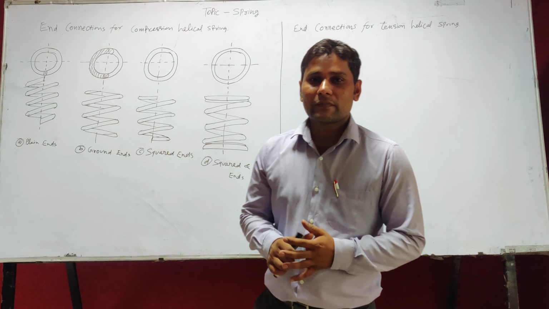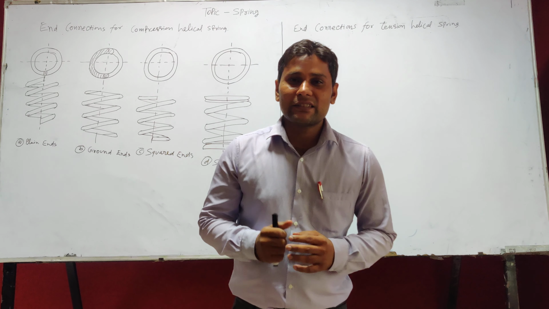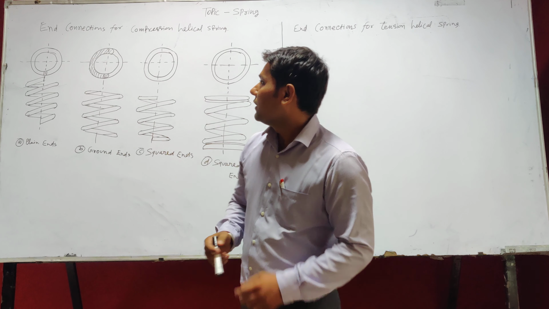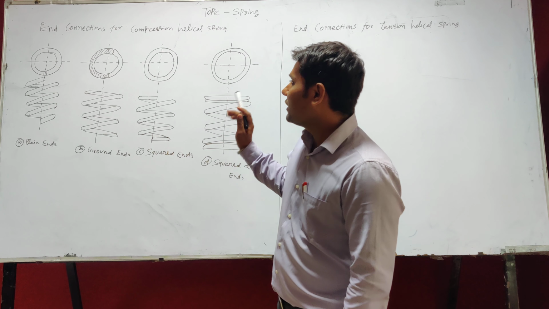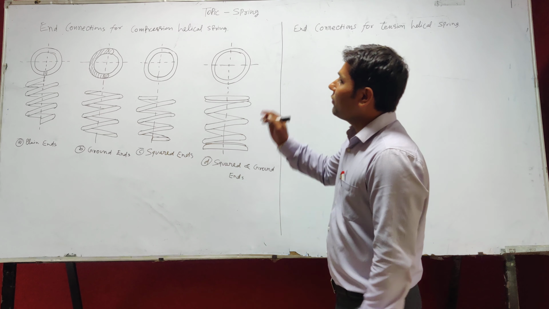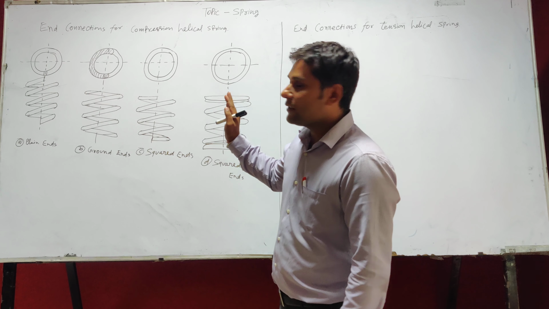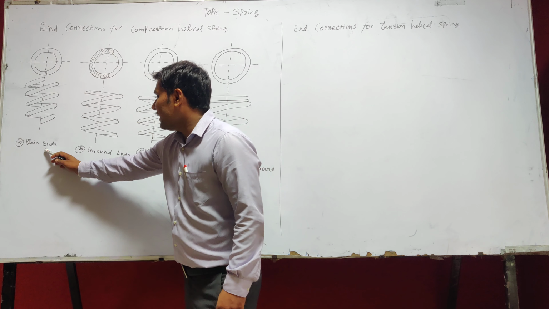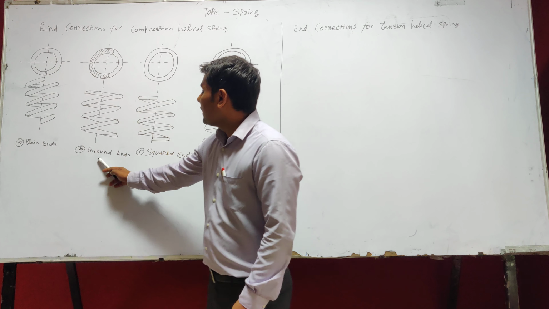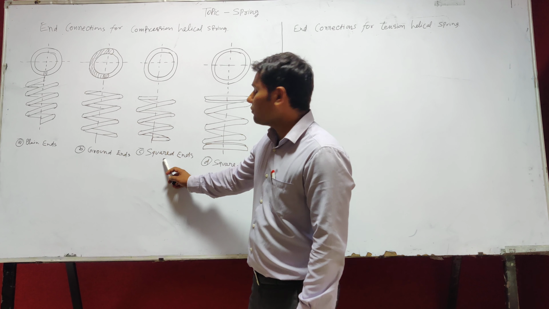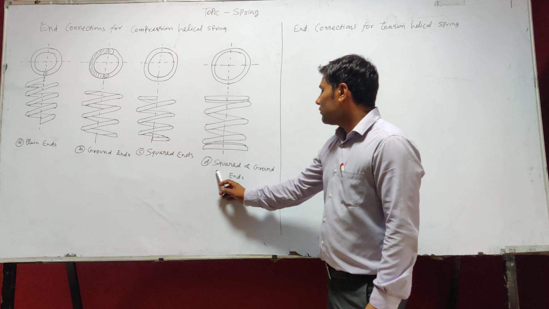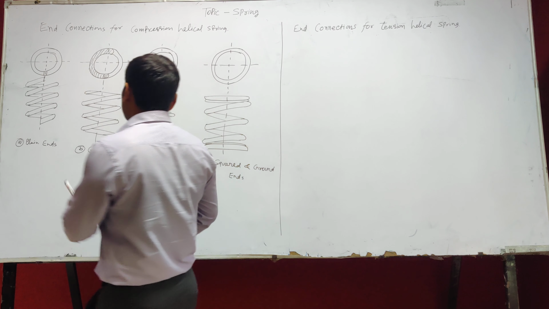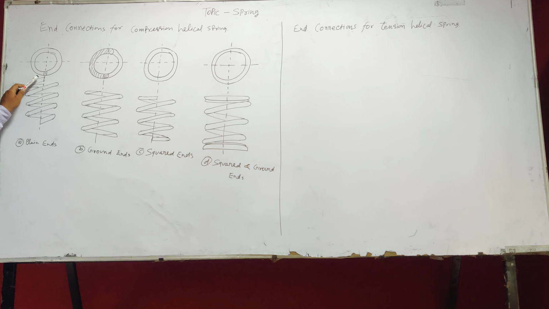Hello students, in the last video we discussed the basic terms of springs, and today we will discuss the end connections of helical springs. In the case of compression helical springs, there are four types of end connection. The first one is plain ends, the second is ground ends, the third one is squared ends, and the fourth is squared and ground ends. There are main differences between these end connections, like this.